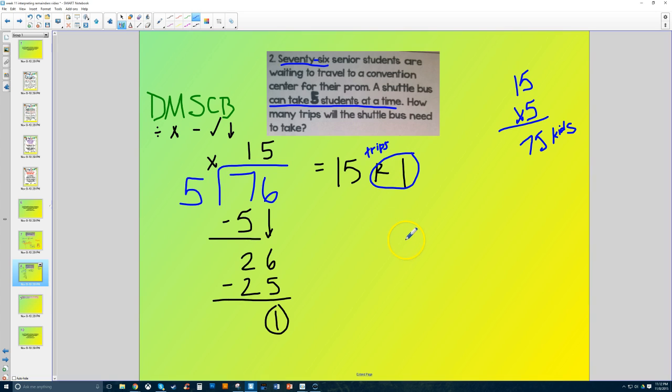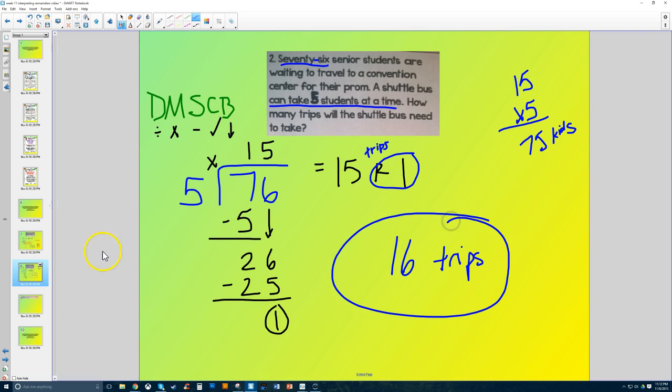But this is a rounded problem yet again. So since I'm rounding it, I'm going to add 1 to my quotient, meaning that there are 16 trips that the shuttle is going to need to take.